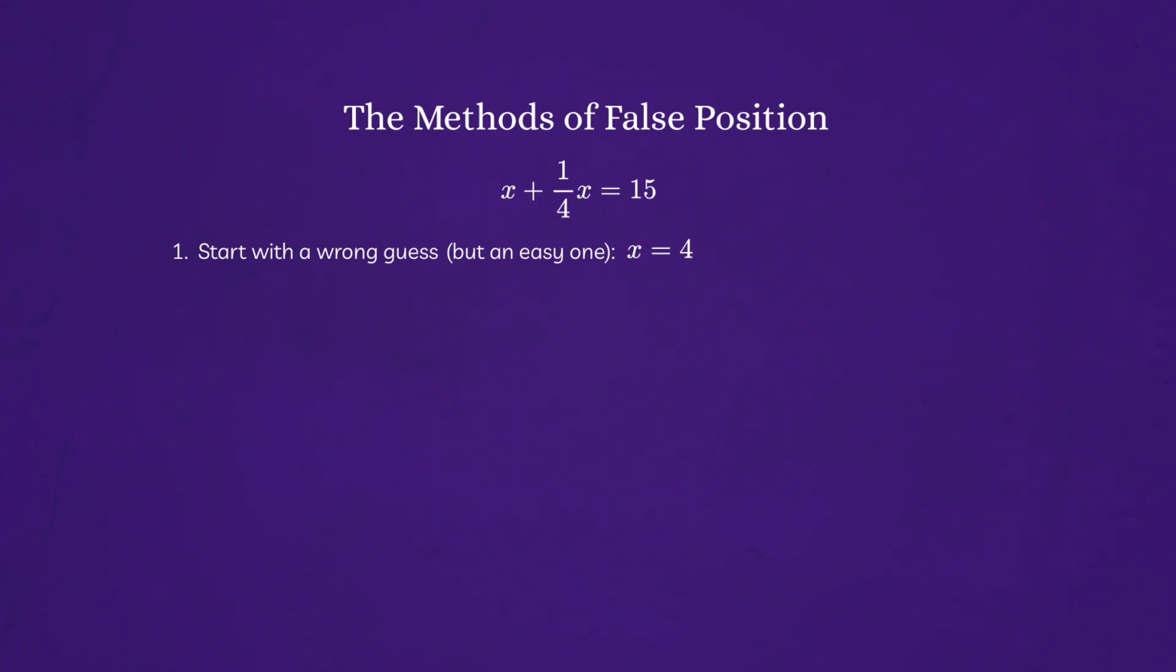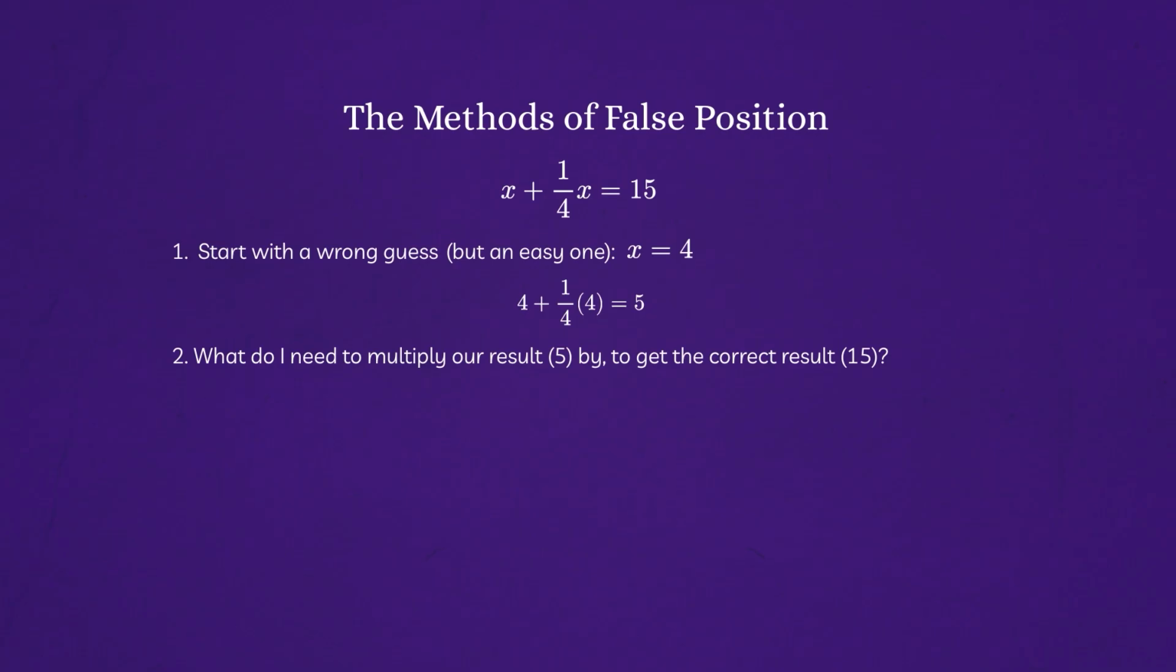If we calculate it, 4 plus its quarter, which is 1, gives us 5. This is obviously wrong. The answer we want is 15, not 5. But here's the genius part. They didn't see 5 as a wrong answer. They saw it as a key. They asked, what do I need to multiply our result, 5, by to get the correct result, 15? The answer is 3. Our result needs to be scaled up by a factor of 3.